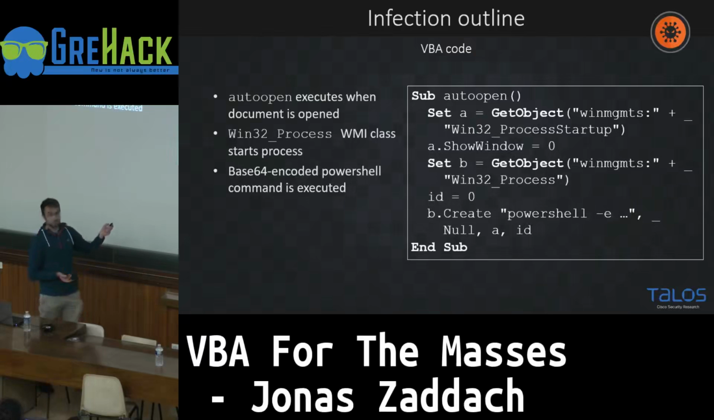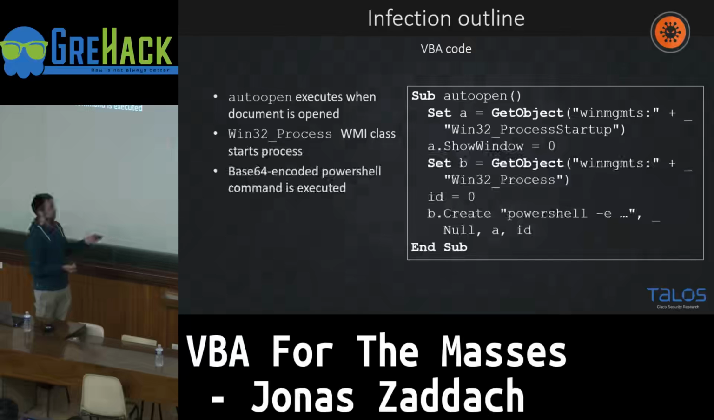The easiest way, and the way Emotet uses, is an auto-open function, which is executed when the document opens. Then the code will get an instance of a Win32 process Windows Management Instrumentation class. With this instance, it can open a process. And as an additional goodie, it hides the window of this process so that you don't see that the process is started in the background.